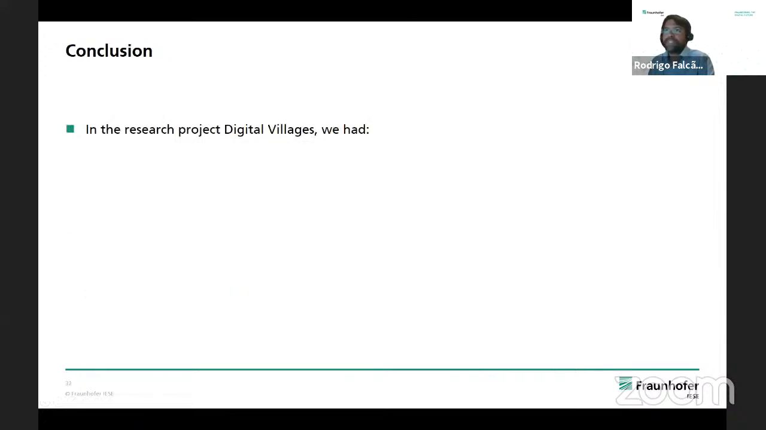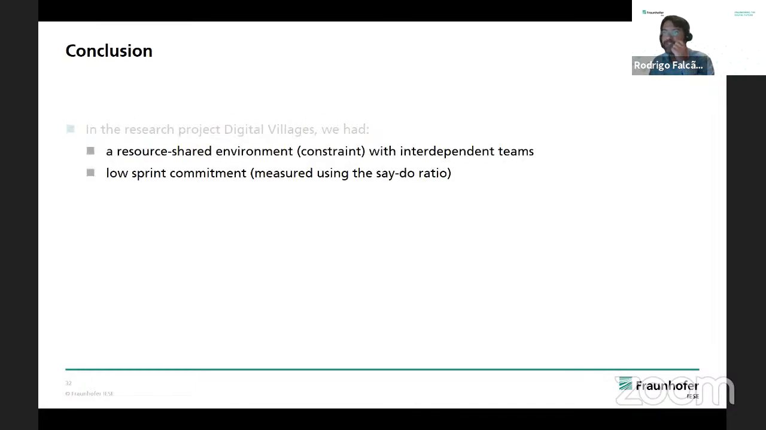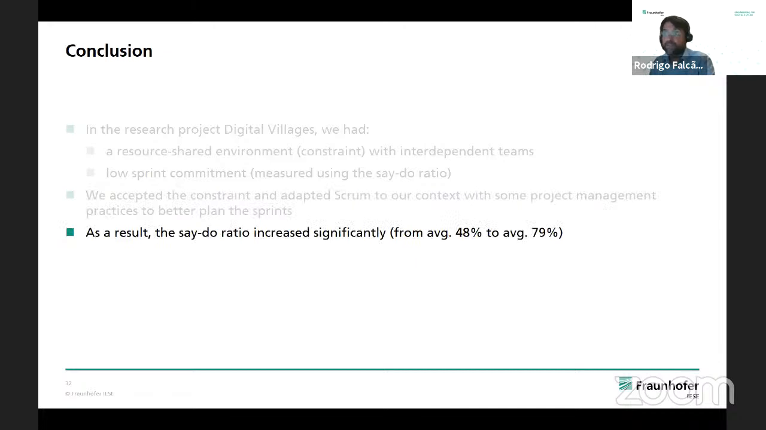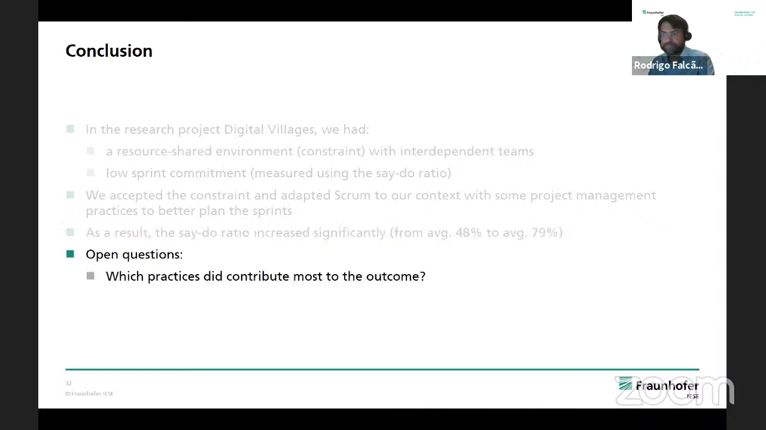Yeah, and just to wrap up, in the research project Digital Villages, we had a resource-shared environment with interdependent teams, and we also had a low sprint commitment measured by the say-do ratio. And we decided to accept this constraint and adapt the way we use Scrum with some additional practices to improve the planning process. And as a result, we did improve the say-do ratio, but we now had some open questions.